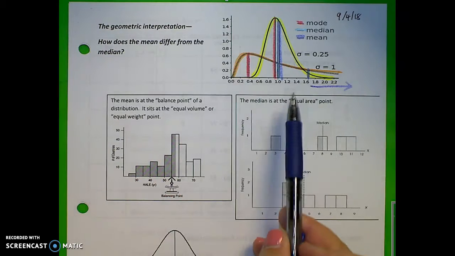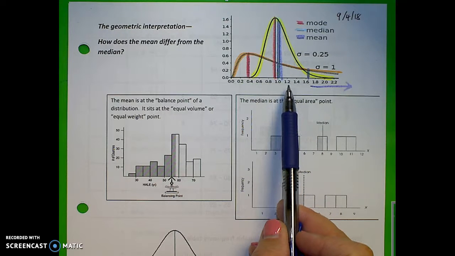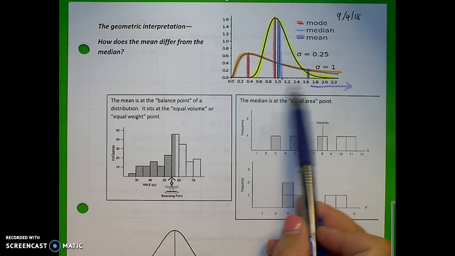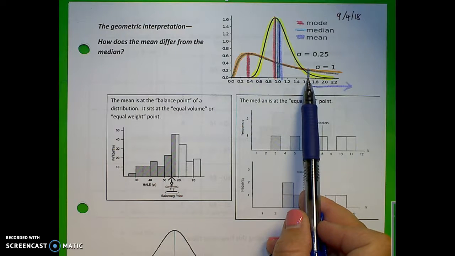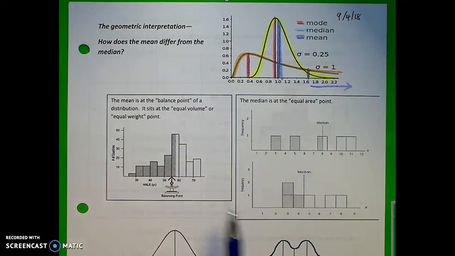This is where we left off yesterday. We were talking about these two distributions and the location of the mean, median, and mode for each one. So with skewed distributions, the mean is pulled in the direction of the skewness. A couple of things to look at.